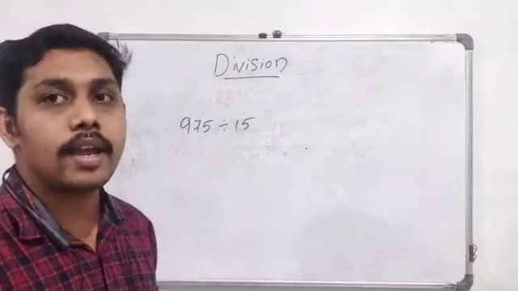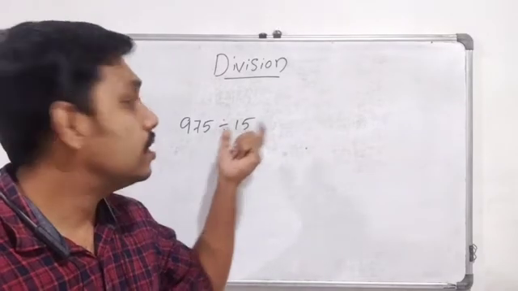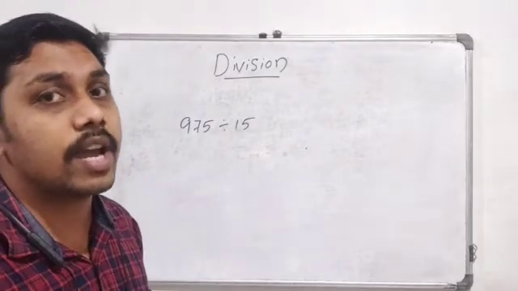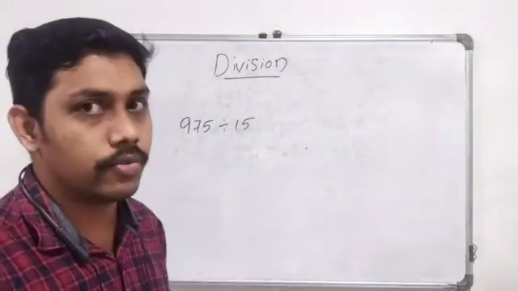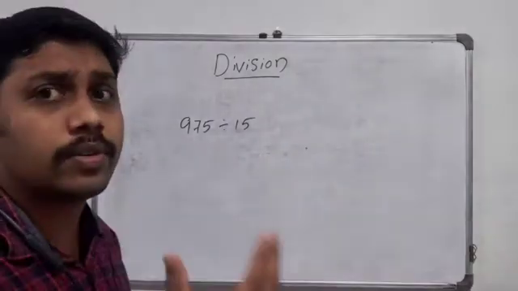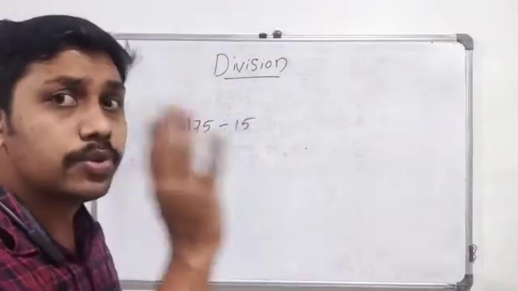Here is the first question: 975 divided by 15. Here we are going to divide a number with a two-digit number. The dividend is 975 and the divisor is 15. This is the homework question. I think some of the students did this and sent it to me. Everyone has to do this.